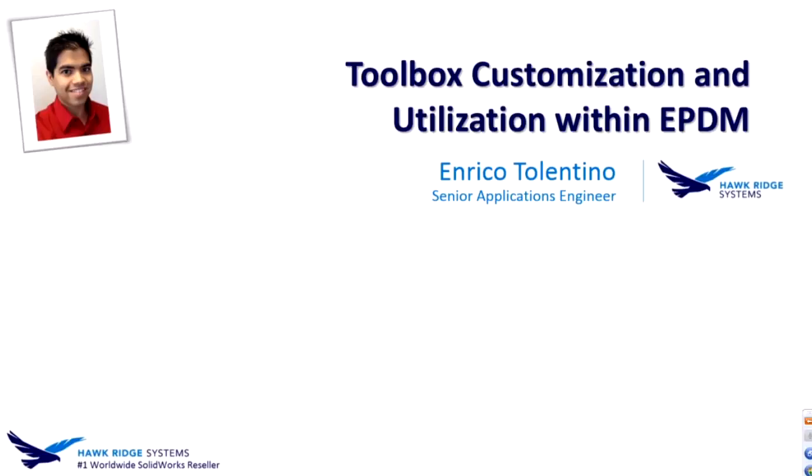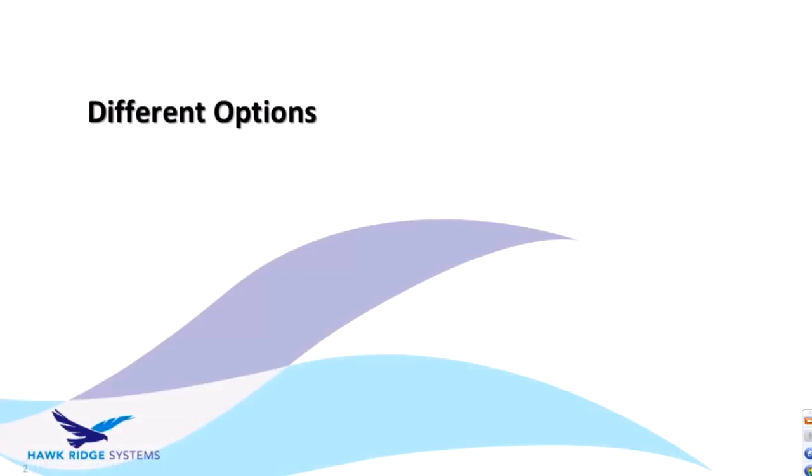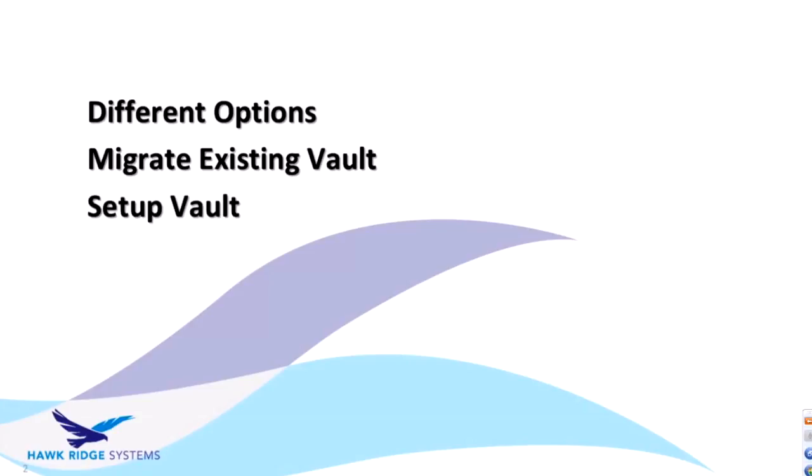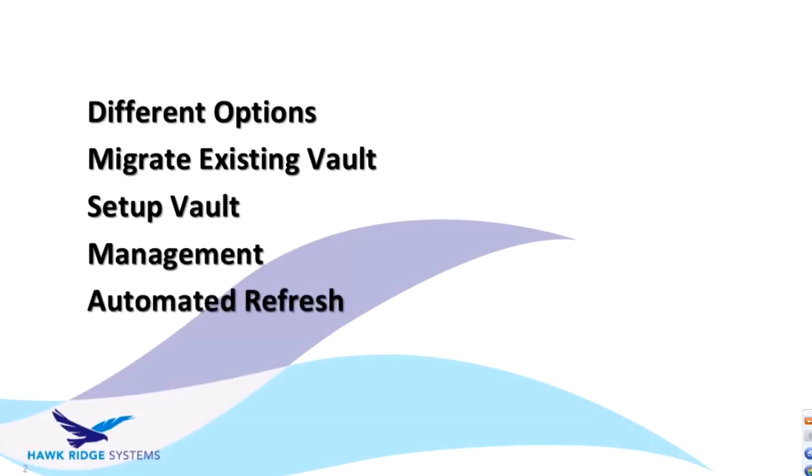All right, so we'll be talking about the toolbox, in general, and using it within Enterprise PDM today. Some of the things we'll be talking about are the different options we can use with the toolbox. Also, migrating an existing vault an existing toolbox. Setting up the vault for the toolbox as well, and managing the toolbox within the vault. And also a new feature in 2014 to automate refresh as well for our library folders.